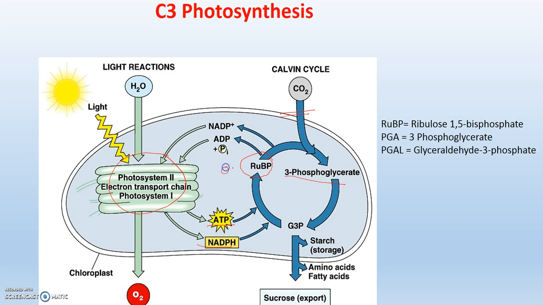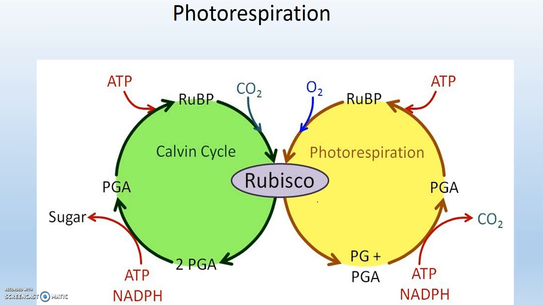Ribulose 1,5-bisphosphate is a 5-carbon molecule, picks up 1 carbon dioxide, becomes a 6-carbon molecule, which immediately breaks up into 2 3-carbon molecules, 3-phosphoglycerate, which later on produces the PGAL or G3P, that is glyceraldehyde 3-phosphate, which produces your sugars and amino acids and starch for storage, etc. This is all fine and dandy, but what if it is very, very hot?